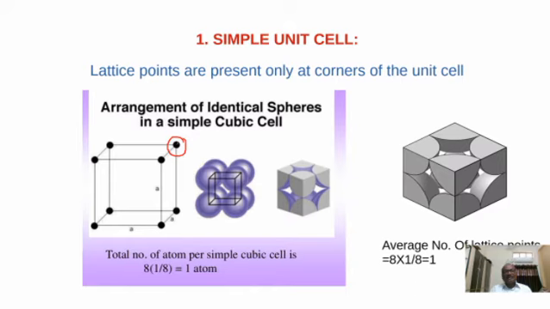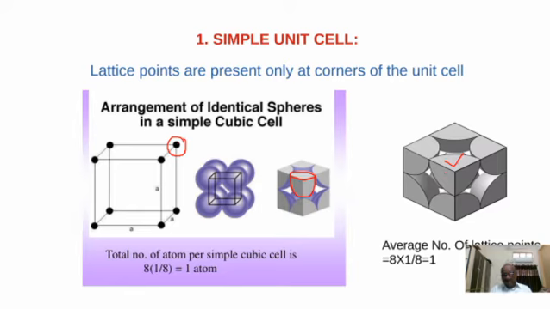Now this lattice point will be shared by how many? It will be shared by 8 unit cells. Meaning this lattice point is common for 8 unit cells. Here you can see how it is divided. It is divided like this. It is 1/8 part that belongs to this unit cell. Here you can also see very clearly.